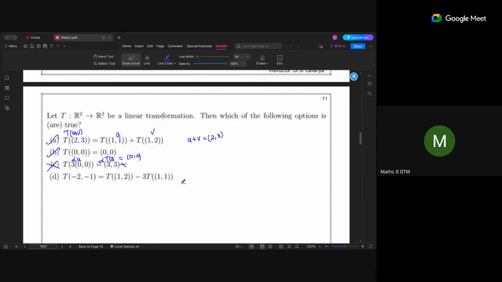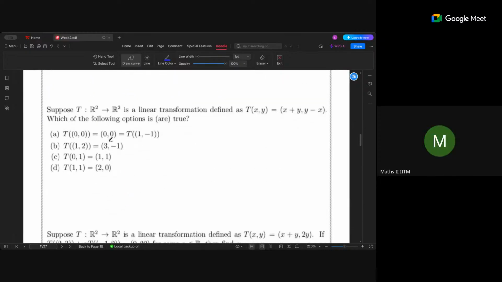Okay. What about this one here? So if this is U, let's now check the RHS of D. In the RHS, you have T of (1, 2) minus 3 times T of (1, 1), which is T of (1 minus 3, 2 minus 3). So when you simplify, what will you get? T of (minus 2, minus 1). Is that correct? Yes, ma'am. So this is also correct, right? So this problem is clear for everyone? Yes, ma'am.